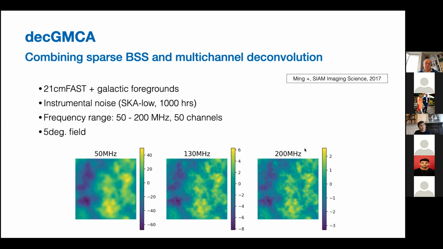But indeed, you're missing information in the scale, in the channels in which the resolution is better. So with DEC GMCA, we are trying to do the GMCA part of the algorithm at the same time as the deconvolution in order not to lose information. And this is how it looks.